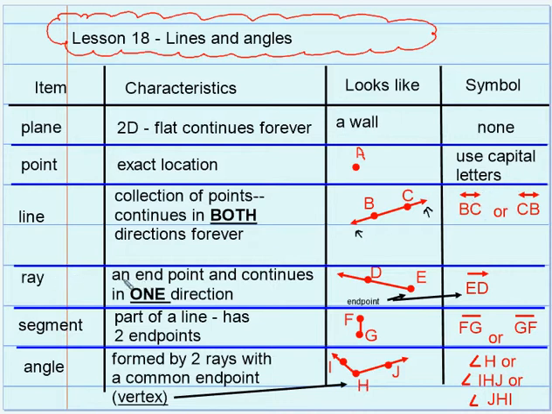A ray has an end point, and it continues in one direction. Okay, so here is a ray. It has an end point at E, and it goes through point D. Okay, so that's the direction. When we name it, this arrow always goes to the right. Let me see if I can write that down for you here. This arrow always to the right.